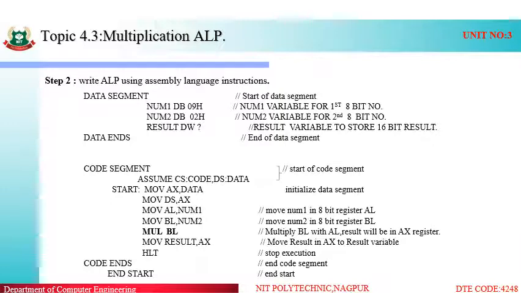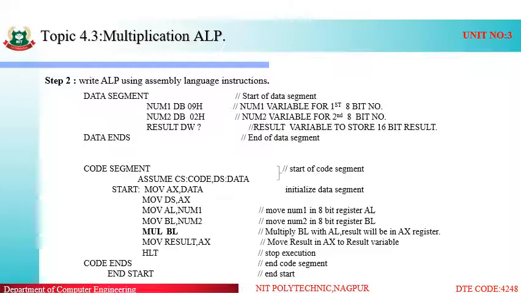Similarly, we have defined the second variable as num2. It is also of 8 bit, so DB data type, and hexadecimal count will be 2 hexadecimal digits, therefore we have defined as 0 to h. And third, in the next step we have taken third variable as result. Now multiplication of two 8-bit numbers will be a 16-bit number, so the data type will be DW. DW means define word. Word means 16 bits.